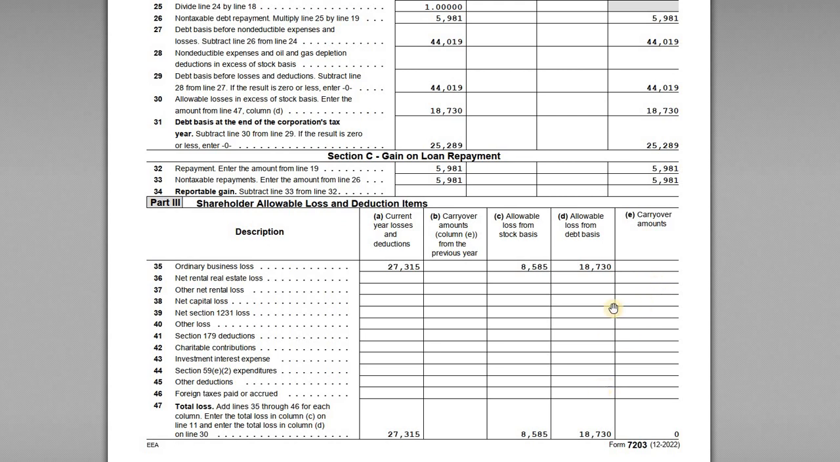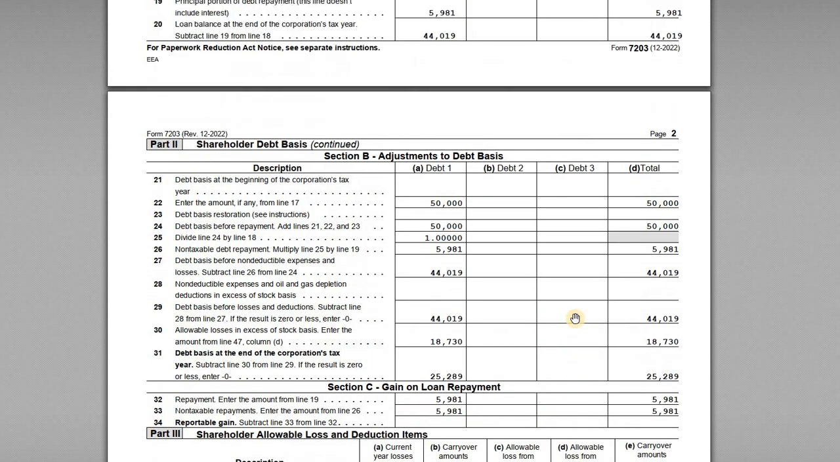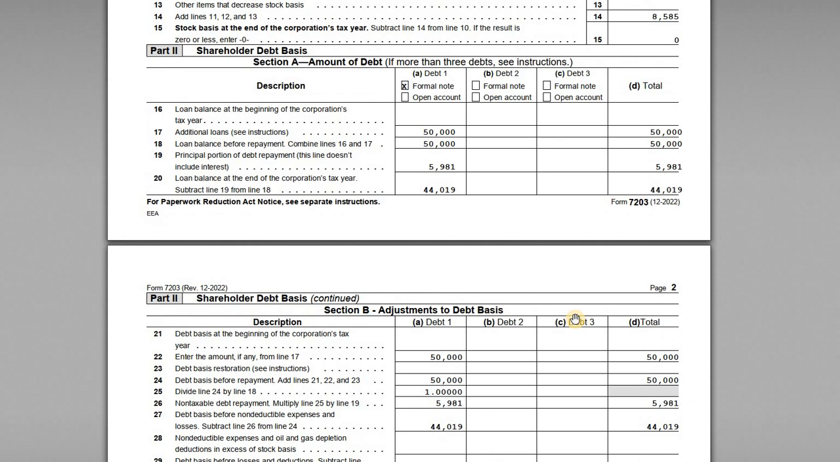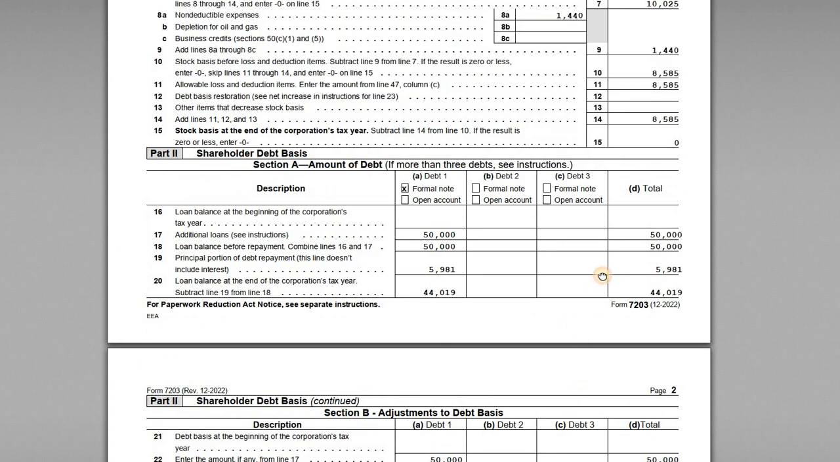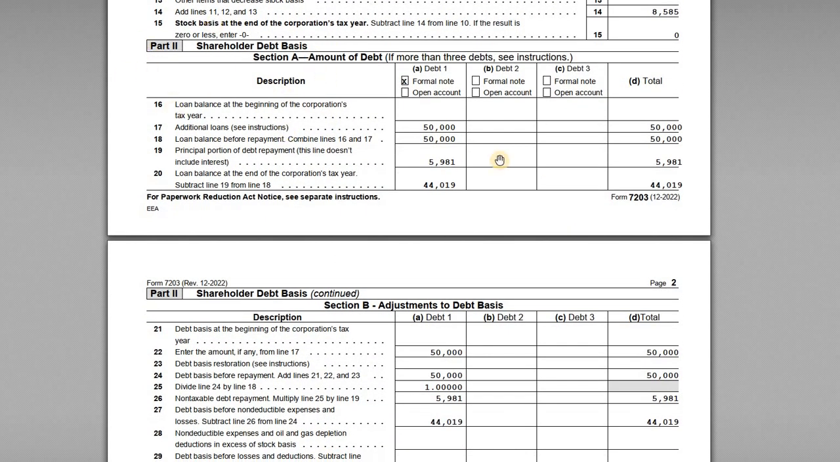So what we would see here, and you'll note this in the prior video, column D is blank and we have a carryover amount for the amount of loss in excess of basis, right? And that's what's rolled forward to the subsequent tax year. Now we have some debt basis, so we don't stop at just the stock basis loss issues. Now we can look at, okay, we've got some debt in the company, some shareholder loans, so perhaps we can maybe take some losses against those shareholder loan amounts. And that's what we have here now in Part 2, okay?